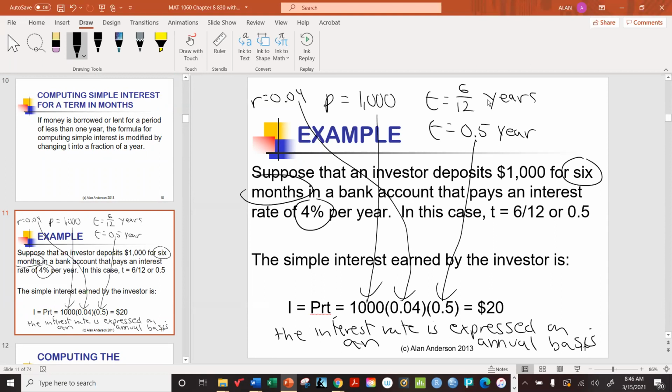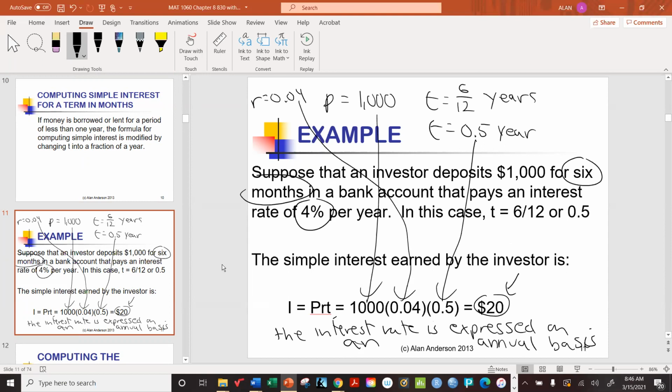So if we're leaving the money in the account for only 6 months, then we have to adjust the formula and reduce it to, in this case, a half, because we're not earning $40, are we? We're not leaving the money there for a full year. Instead, because the money is only staying for 6 months, we're only getting $20. All right, so the others are pretty straightforward, but we just have to watch it with the time.